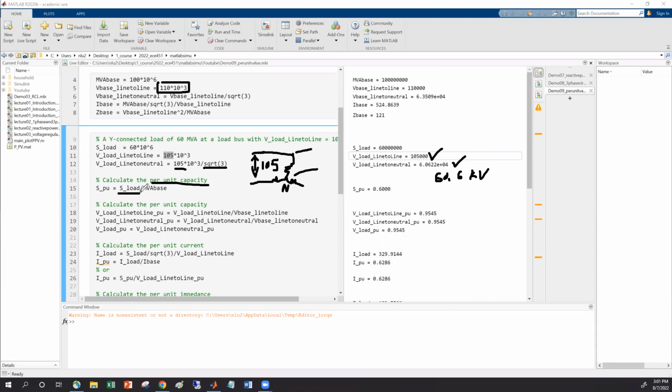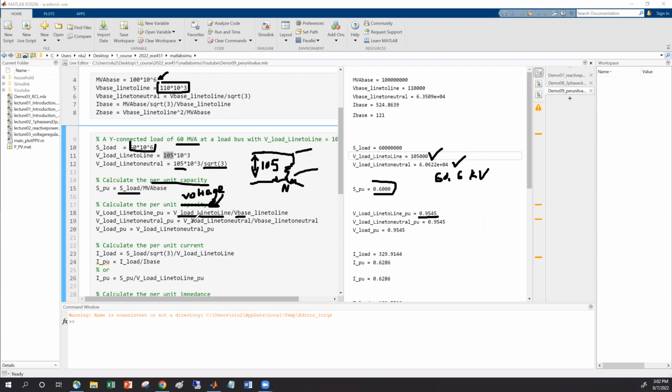So first, let's compute the per unit value for the load capacity. We simply use the load capacity divided by the base capacity. So you can see that 60 MVA divided by 100 MVA is simply 0.6. Next, we can compute the per unit value, this is not capacity, this is the voltage. When we compute the per unit voltage, we use the line-to-line voltage, which is 105, divided by the base voltage, which is 110. So you can see that 0.95 is the value.